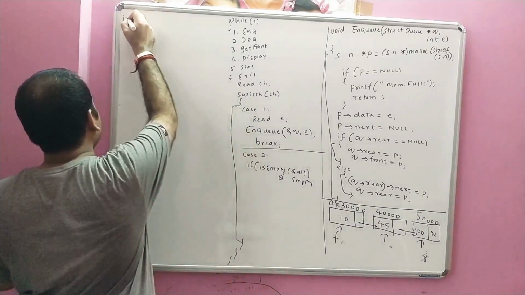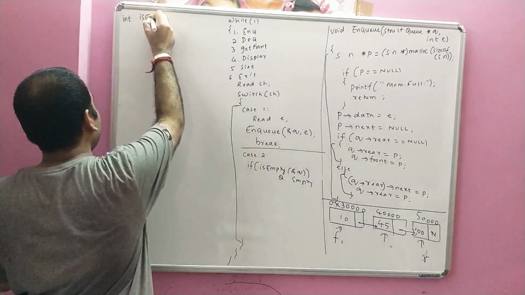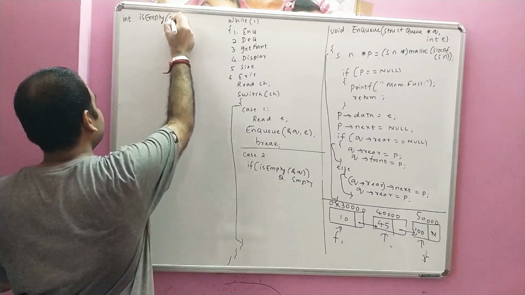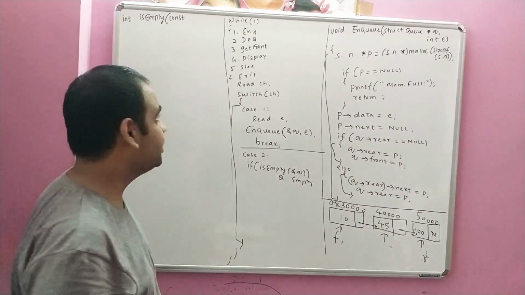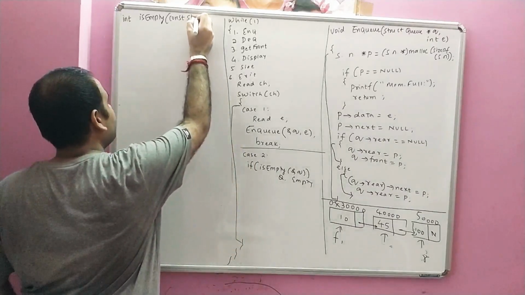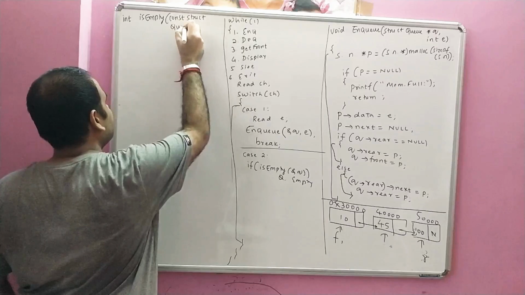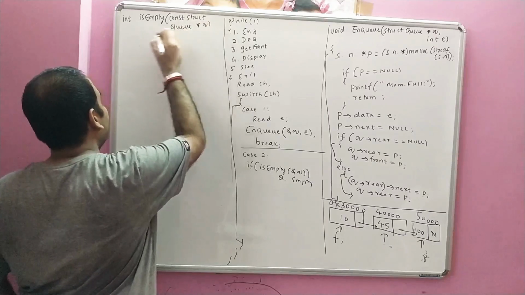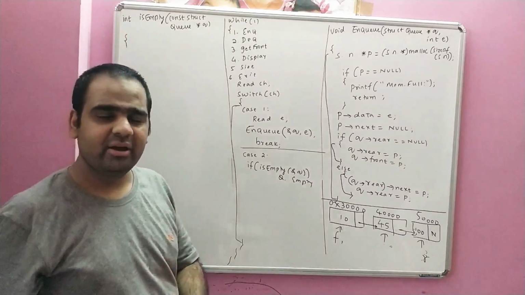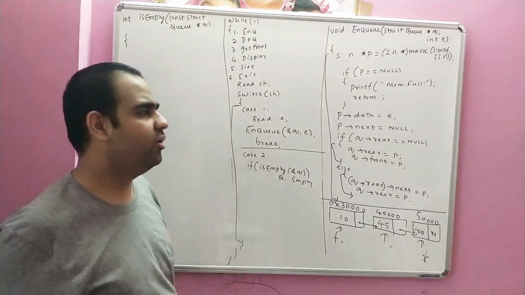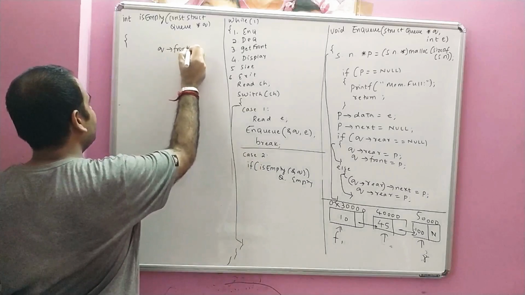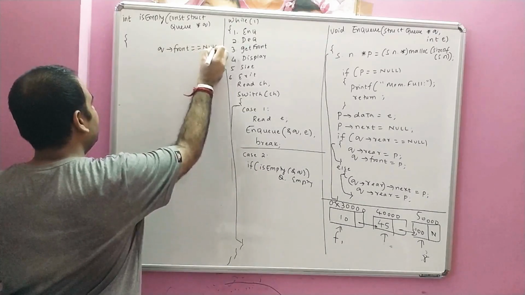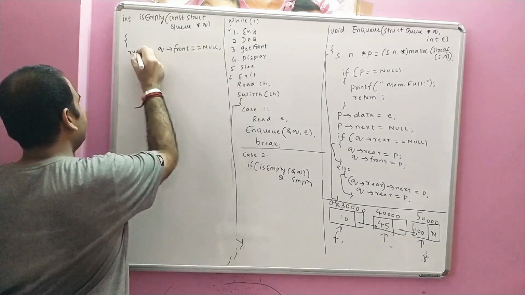Hence we write over here int, what is the function name? Is empty. What is the first parameter? Ampersand Q. We say const over here because the state of the Q does not change. Const struct Q star Q. And how do we know that the Q is empty? If the value of front or the value of rear is null. Hence we say if Q arrow front is equal null, and I write return over here.